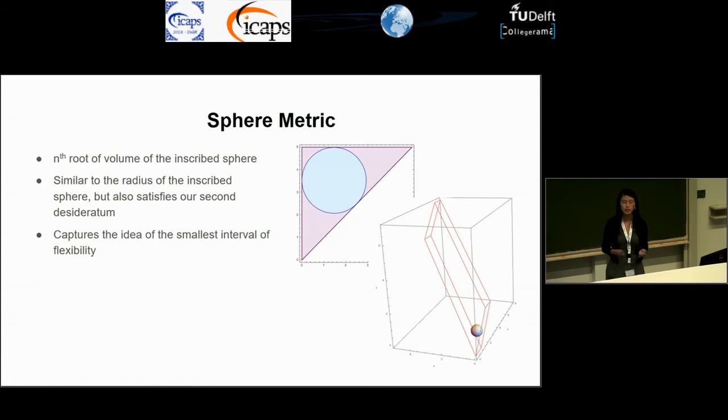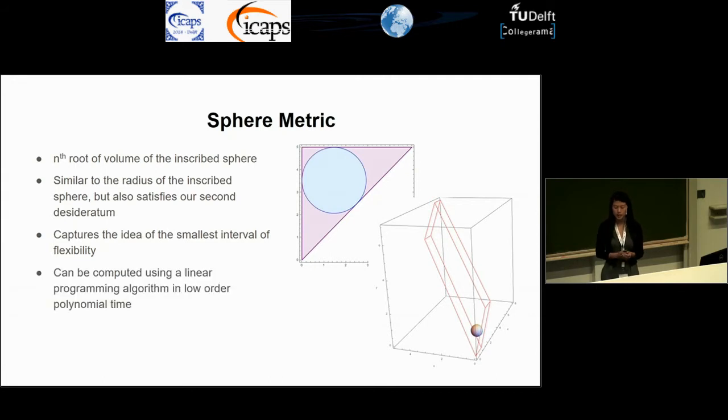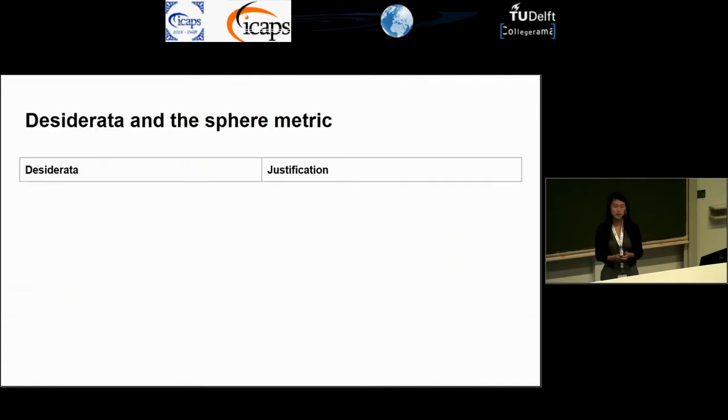So the radius of the inscribed sphere, again, just captures the idea of the thinnest interval of flexibility in an STN. And the sphere metric can be computed using linear programming in low-order polynomial time. So this can actually be used in actual applications. So we'll run through the desiderata for this metric.